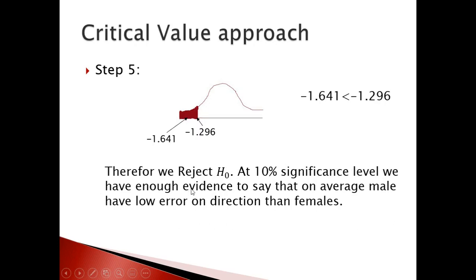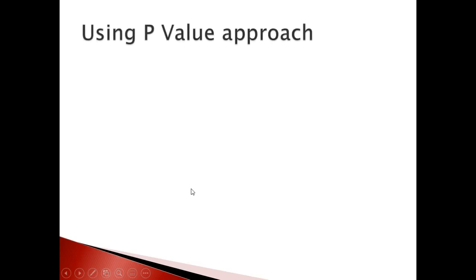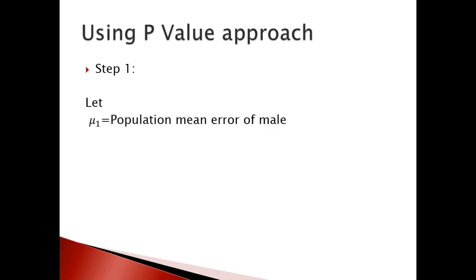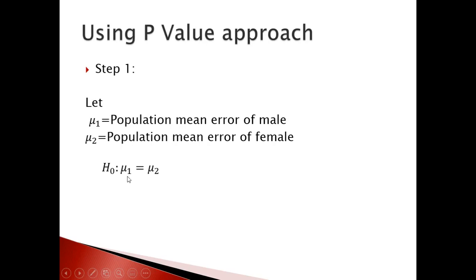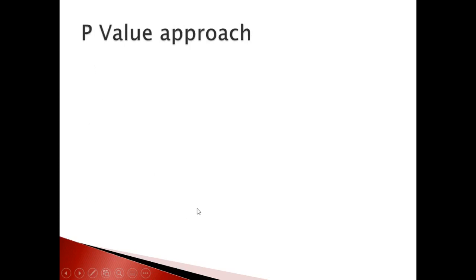Okay. Now let's see how we can solve the same problem by using the p-value approach. A few steps are the same as the critical value approach. First step, we need to define mu1 and mu2. Mu1 is population mean error of male, mu2 is population mean error of female. Null hypothesis is mu1 equal mu2 and alternative hypothesis is mu1 less than mu2. Define the significant level, which is alpha equals 0.1.